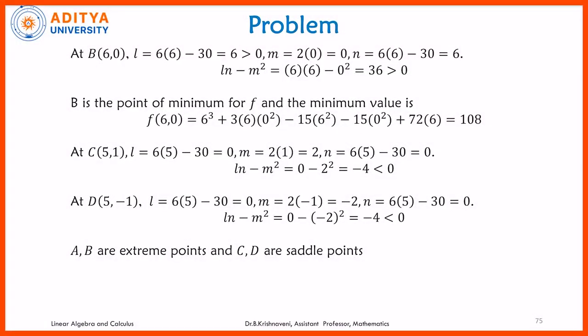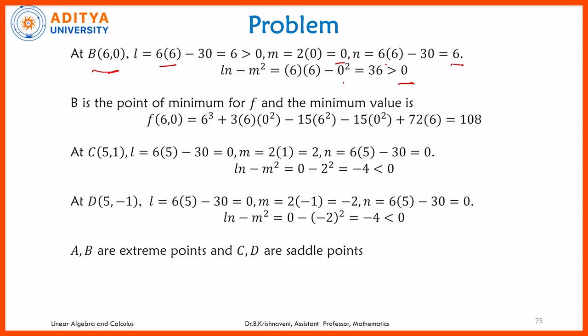Now find the same at the second point, (6, 0). L value: 6 into x minus 30, which is 6, greater than 0. M: 2 into y, 2 into 0, is 0. N is equal to 6x minus 30, that is again 36 minus 30, which is equal to 6. Find ln minus m square: 6 into 6 minus 0 square, 36, again greater than 0.